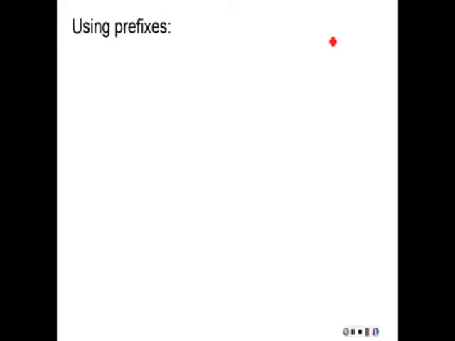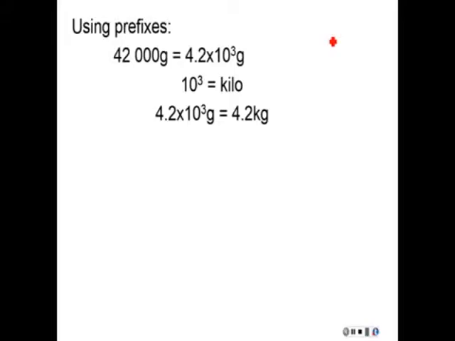Okay. Now using prefixes, I showed this on an earlier slide, but I just want to mention again. Let's say we have 42,000 grams. I can write that in scientific notation, 4.2 times 10 to the 3rd grams. And then because 10 to the 3rd equals kilo, I can write it as 42 kilograms.